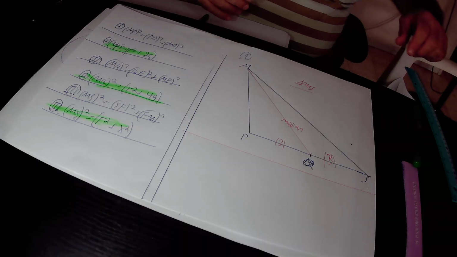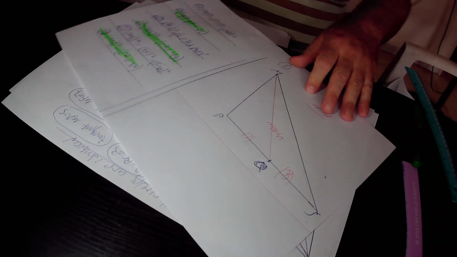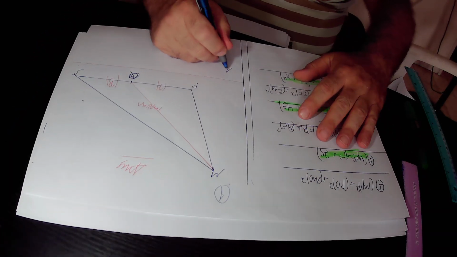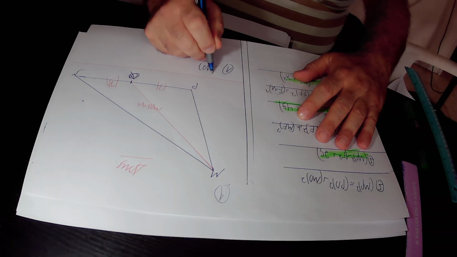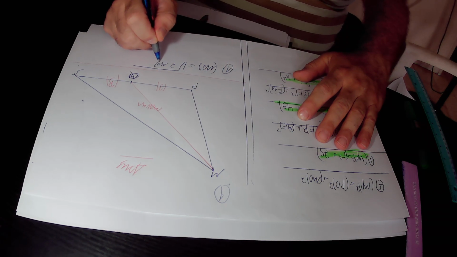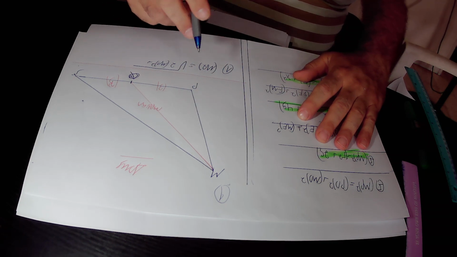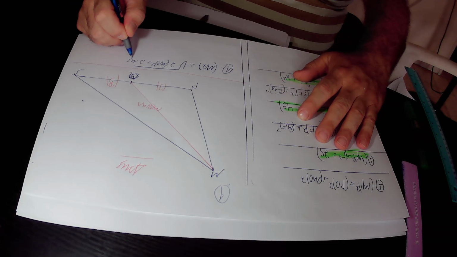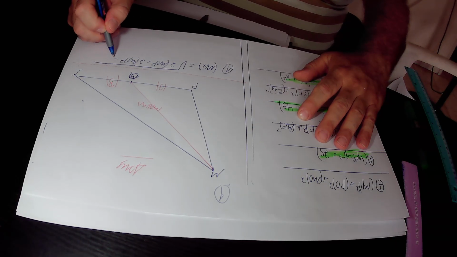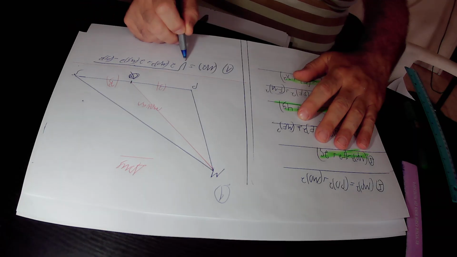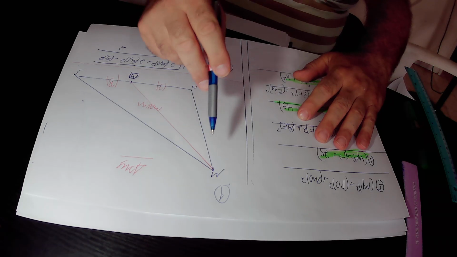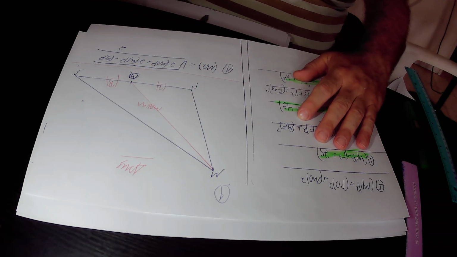According to the formula, the length of the median MQ will be equal to the square root of 2 times MP squared plus 2 times MS squared minus PS squared, divided by 2. But again, MQ equals the square root of 2 times MP squared plus 2 times MS squared minus PS squared divided by 2.